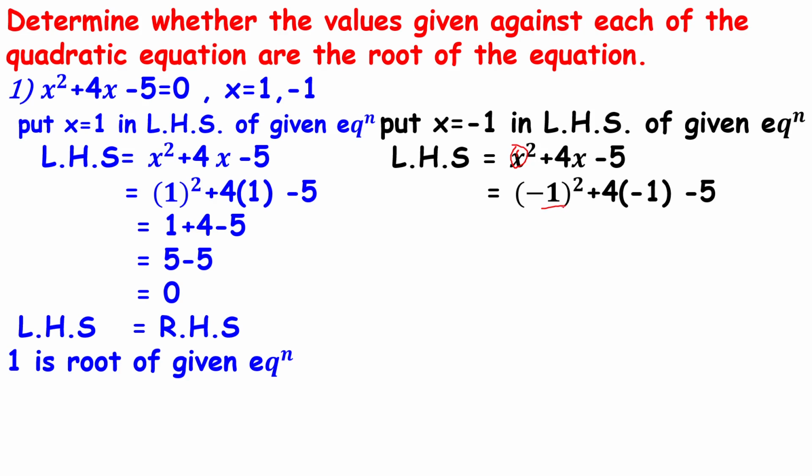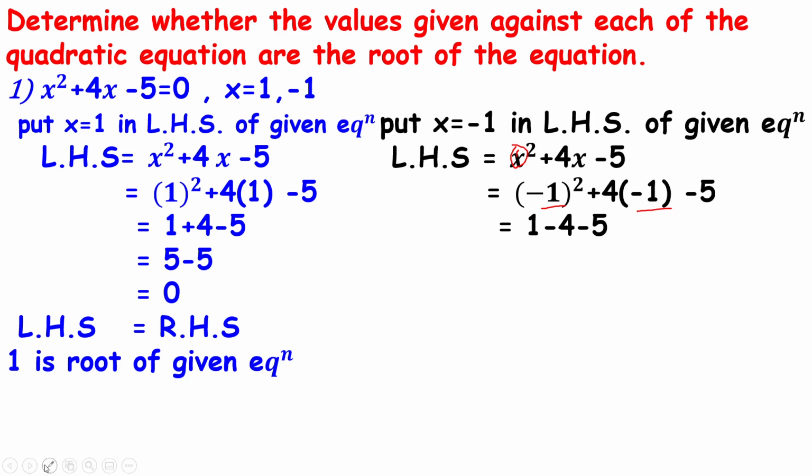Negative 1 square plus 4 into the value of x is negative 1, minus 5. We know that the square of a negative is always positive. Therefore the square of negative 1 is plus 1. Here the 4 has a sign plus and x has sign minus 1. We know that if two numbers have opposite signs, then their multiplication is always negative. That means 4 into negative 1 is negative 4, and minus 5.